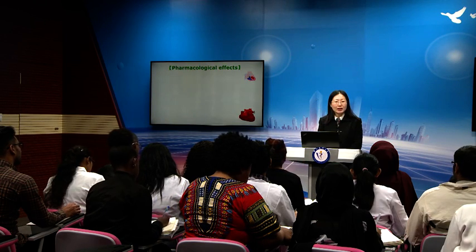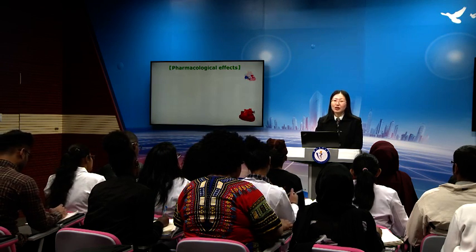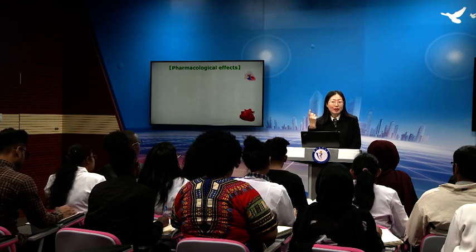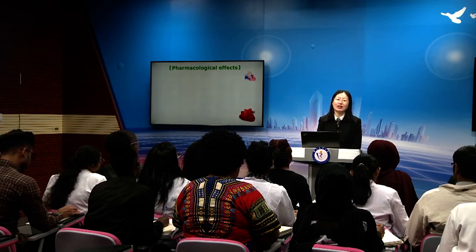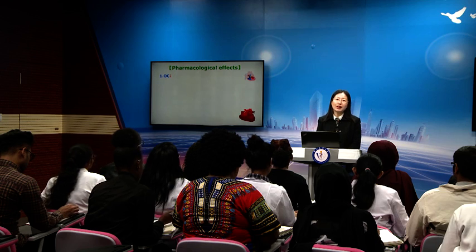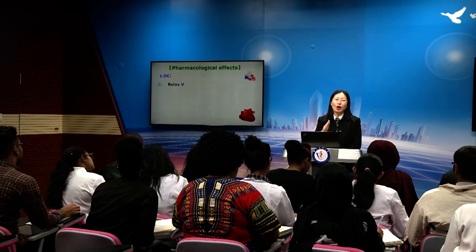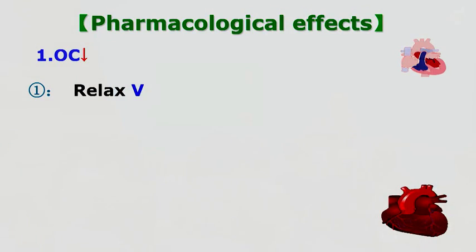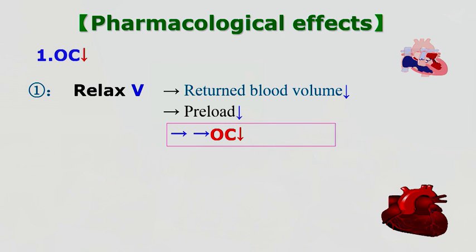And just now we mentioned, to treat angina, we need drugs that meet three requirements. Do you remember the first one? The drugs should reduce oxygen consumption. Yes, excellent. Nitroglycerin can reduce oxygen consumption. In normal or lower doses, it can relax veins. Relaxing veins means retaining blood volume and reducing preload. So oxygen consumption is reduced. It's very useful for angina pectoris.